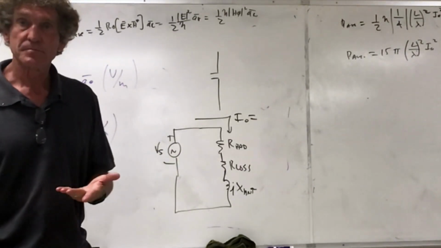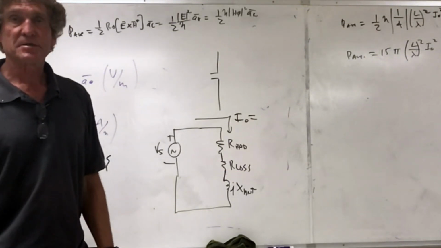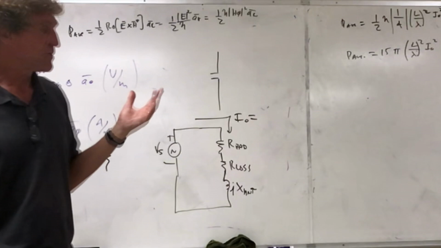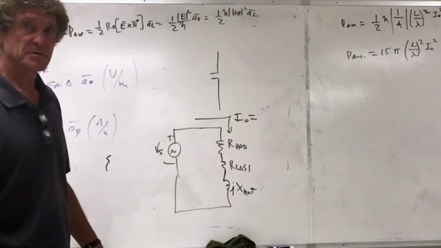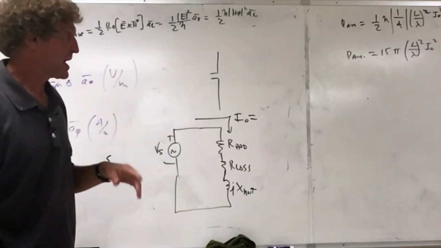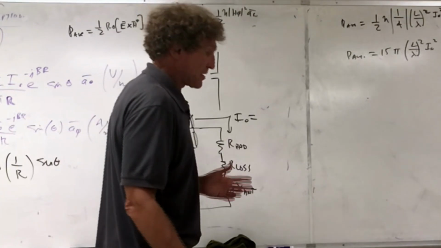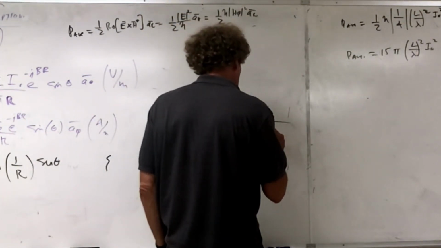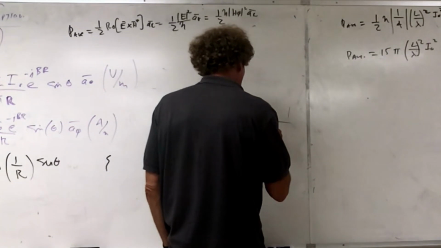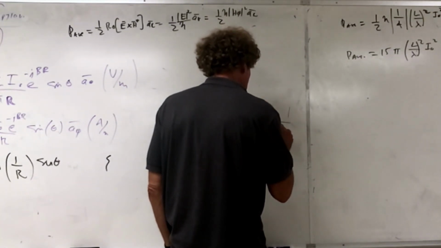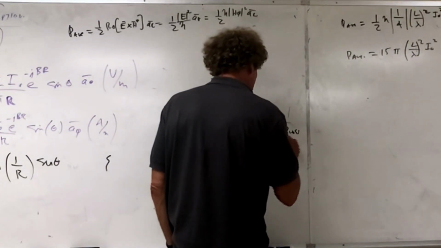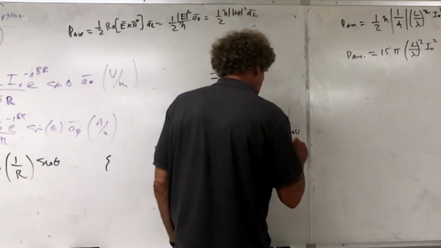Anybody? Yeah, it's simply take the voltage, whatever it is, if it's sinusoidal, peak value 10 volts, divided by all three of those in series. That's the current. You take the magnitude of the current, and once you have that, and I'll just put this Vs over, really, I can put R rad plus R loss plus jX antenna.